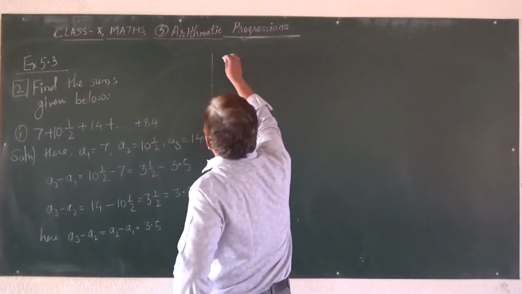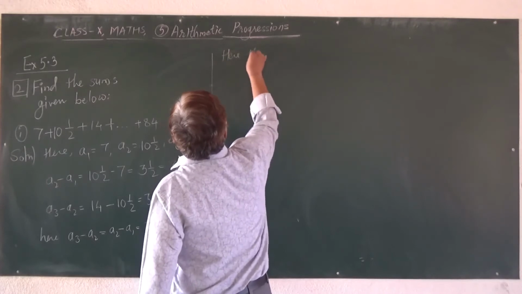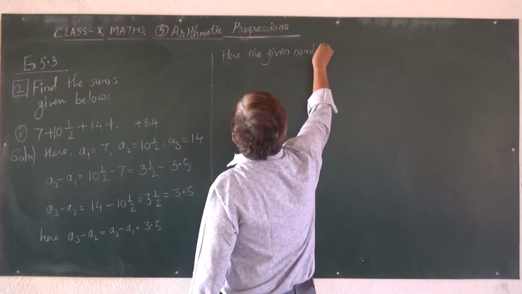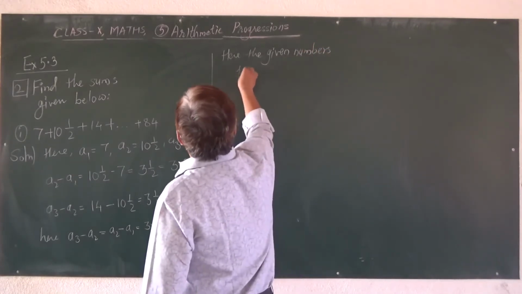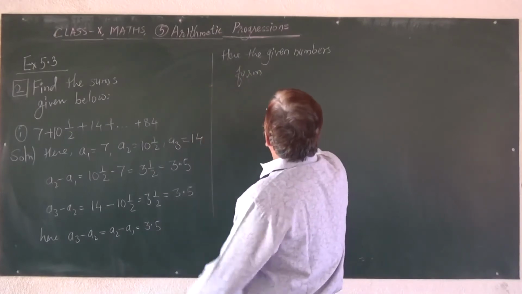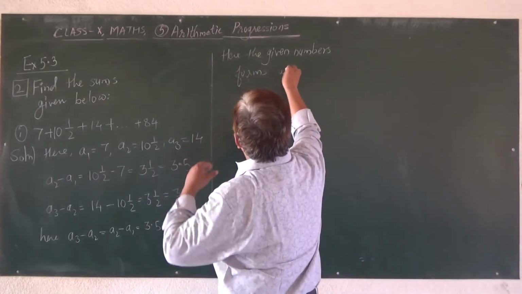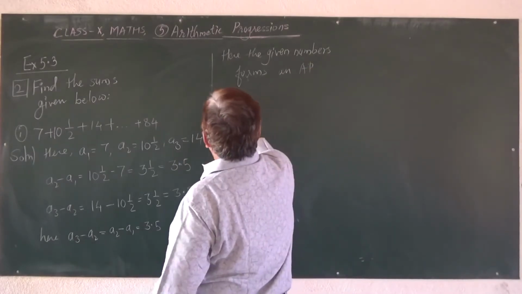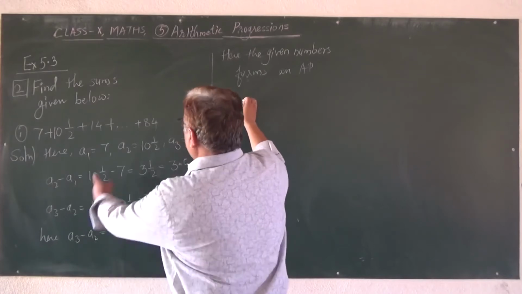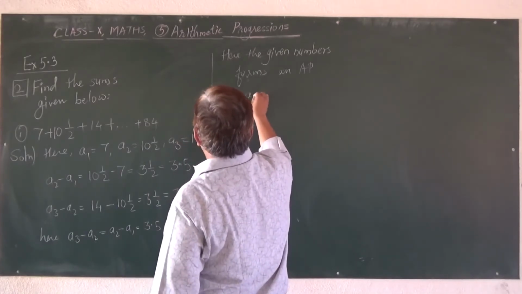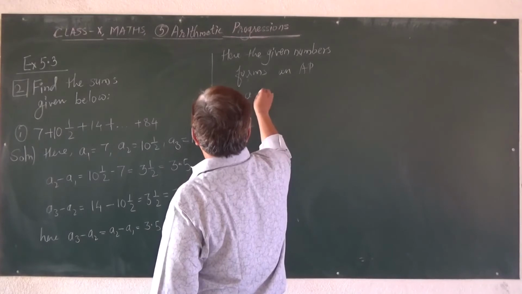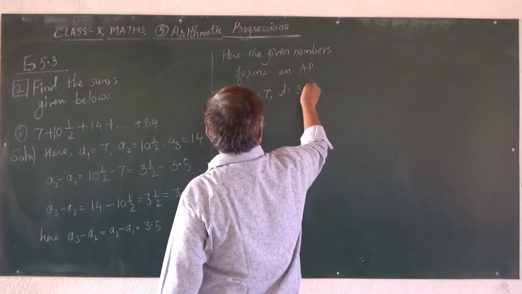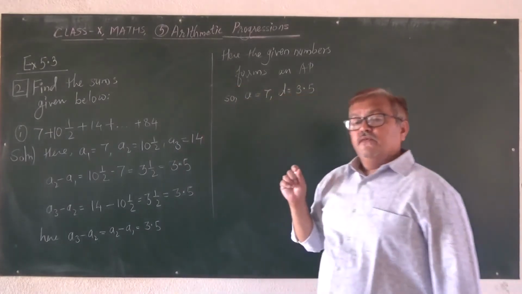So we can write here: the given numbers form an AP. Okay, so what is the first term? You know the first term, that is A1 or A, the first term is 7. You know the common difference is 3.5, but how many terms are there? We are unaware of that.